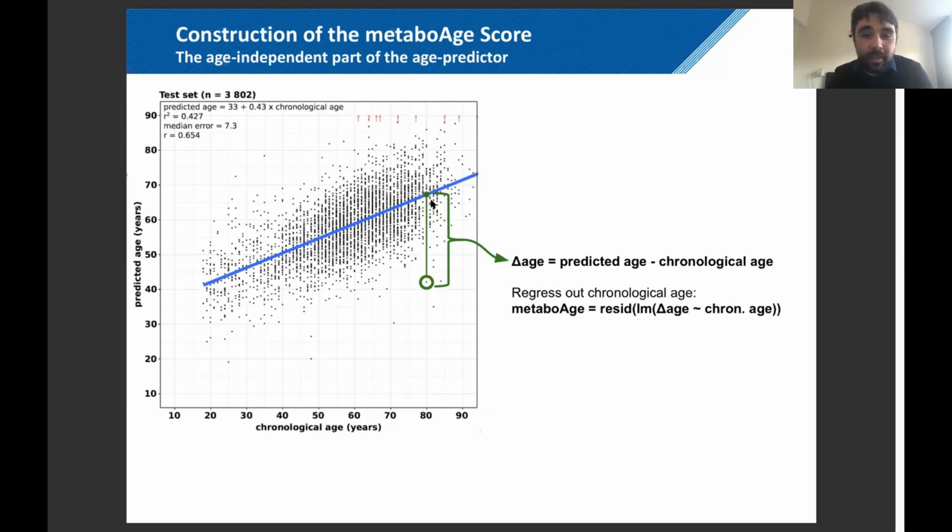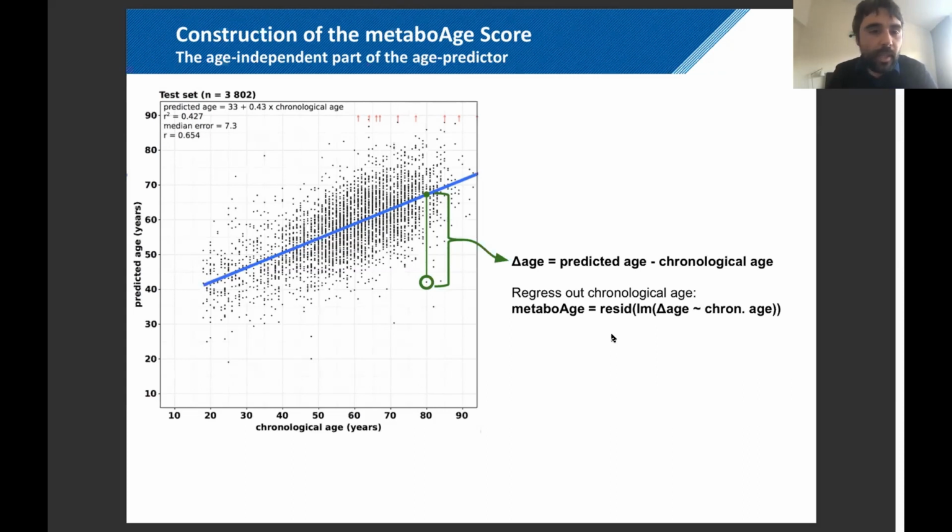So in this case, this person looks actually way younger than his or her actual age. So we think that might be protective, or in that sense, an indication that this person is at low disease risk. On the other hand, you might also have people who are looking way older. In the clock field, this is referred to as delta age, the difference between predicted and actual age. And typically, since this difference might still relate to chronological age itself, you regress out chronological age to find basically the age-independent part of this discrepancy.